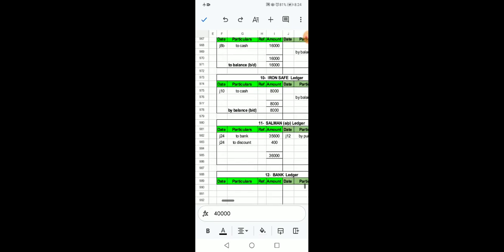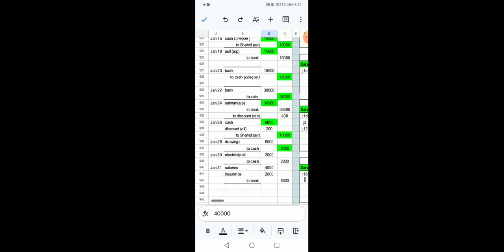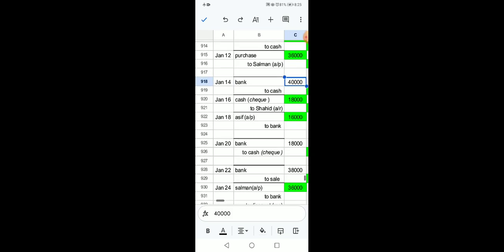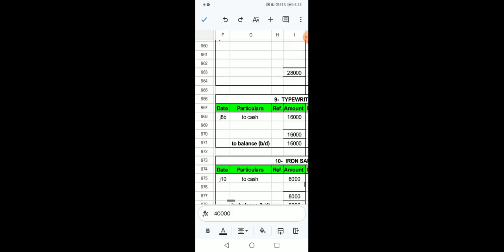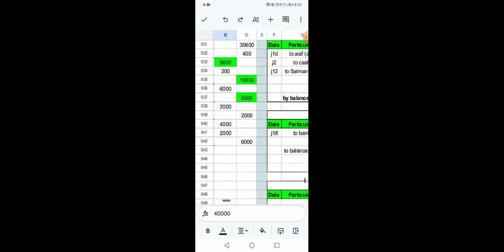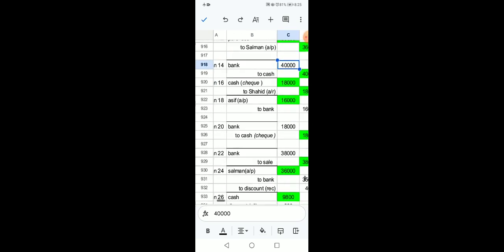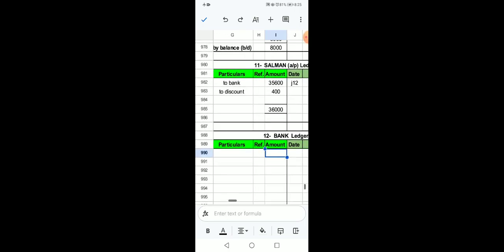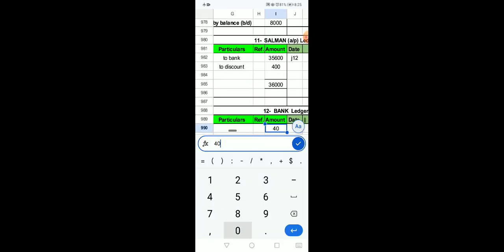Alright, we are now making the bank's ledger and we will be focusing on bank only. The first element has arrived, bank is debited by 40,000. So you will go to the debit side of bank and write down 40,000 on the debit side.